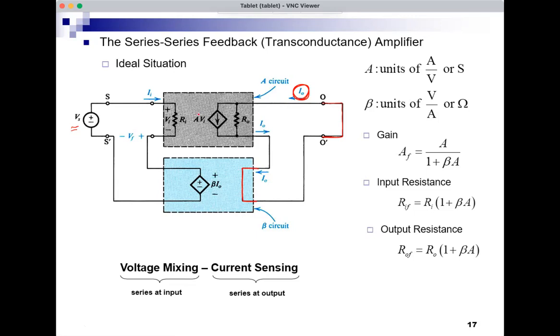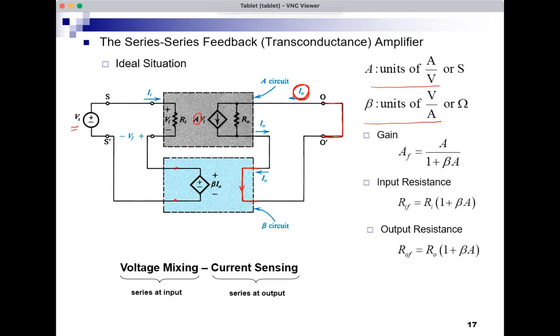A of the original amplifier, because this is a transconductance amplifier, produces a current from a voltage. A has units of amp per volt. A is a transconductance. Beta always has units that are opposite to the units of A. So beta takes the output current to produce a voltage. And therefore it has units of volt per amp. So the units of A in a transconductance amplifier are amp per volt, and beta is volt per amp. And A times beta should have no units.